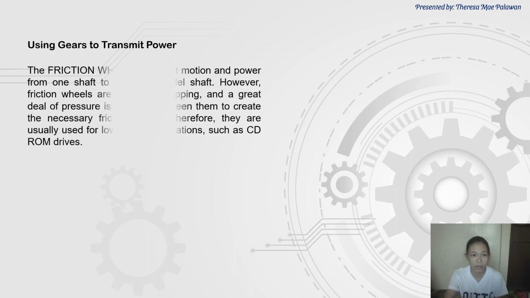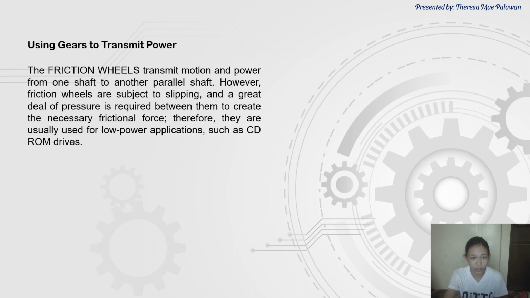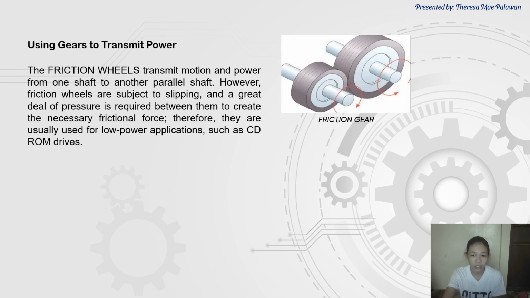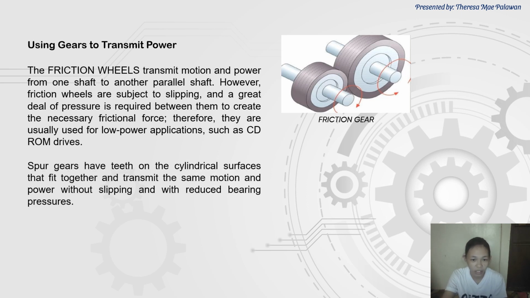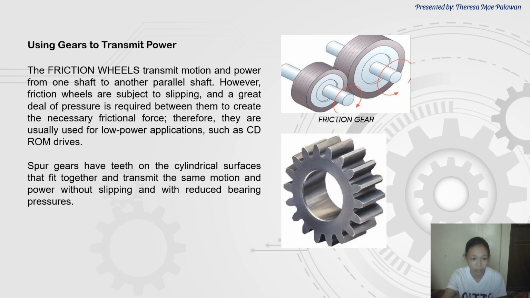Using gears to transmit power. Friction wheels transmit motion and power from one shaft to another parallel shaft. However, friction wheels are subject to slipping, and a great deal of pressure is required between them to create the necessary friction force. Therefore, they are usually used for low power applications such as CD-ROM drives. So this is the example of a friction gear. And spur gears have teeth on the cylindrical surfaces that fit together and transmit the same motion and power without slipping and with reduced bearing pressures. So this is the example of spur gears.